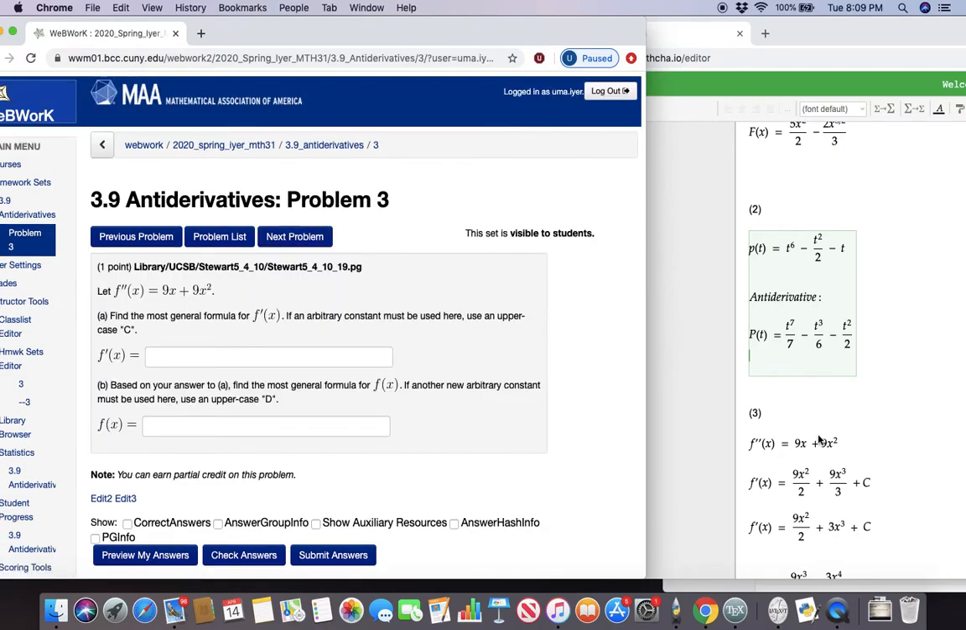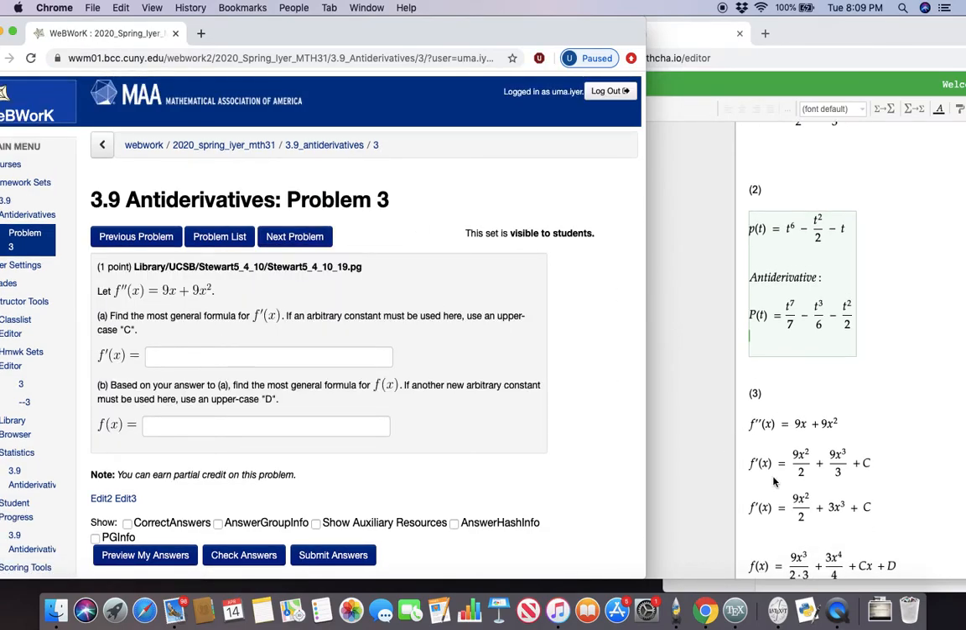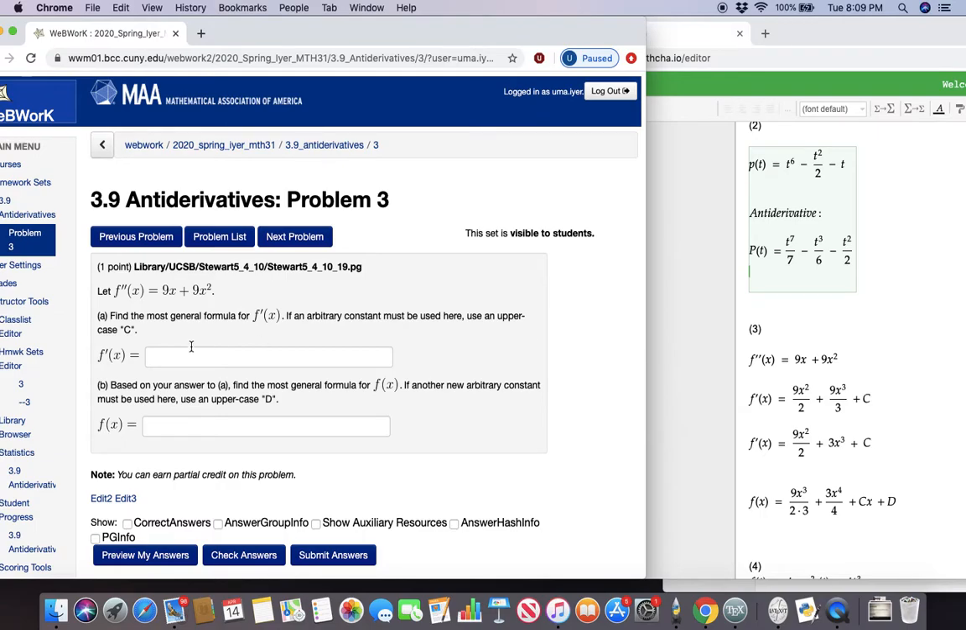Next one. These are going a bit fast because they are trivial. We are given the second derivative to be 9x minus 9x squared. Find the most general formula for the first derivative. If this is the second derivative, the first derivative is one derivative less. That is, you need to take the antiderivative. So 9x plus 9x squared, correct?